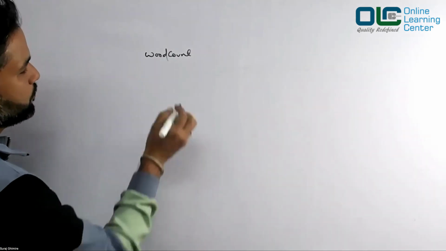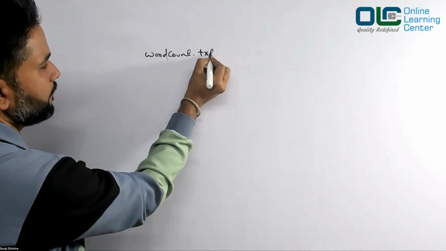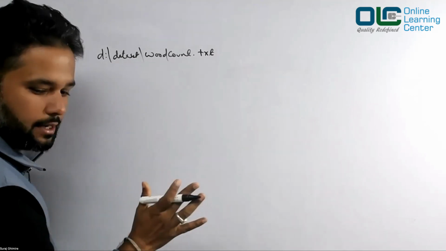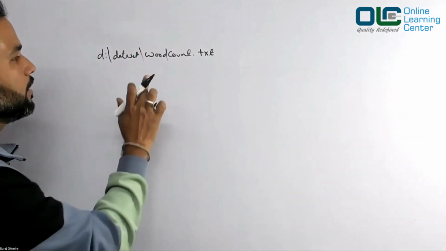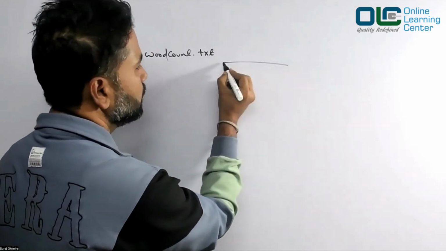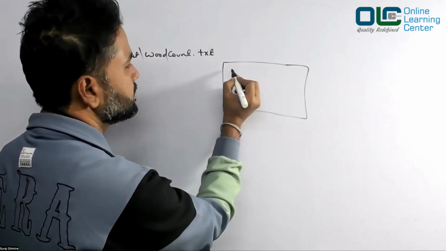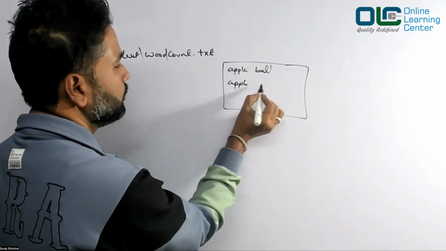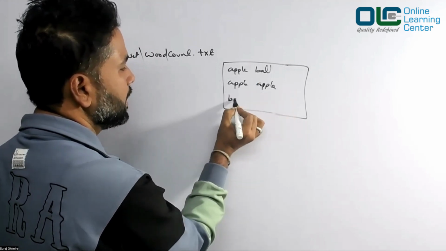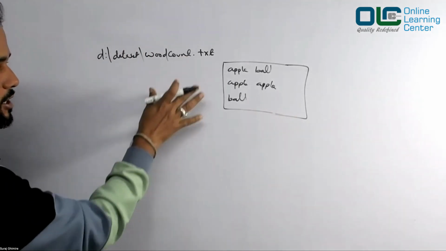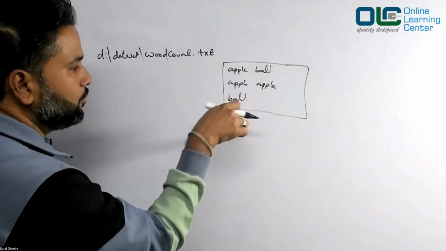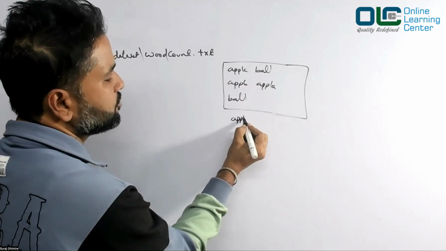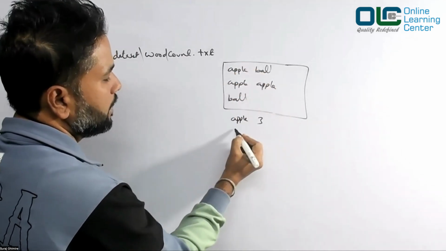Let us assume you have got a wordcount.txt file in some location. It could be D drive, dataset folder, or any folder. Let us say that file structure looks something like this. We have apple, we have ball, we have again apple, we have apple, and so on. Some sort of words all together, right? Now if I say this is my file, I want to execute my code in such a way that it should give me the output like apple is present 3 times and ball is present 2 times.